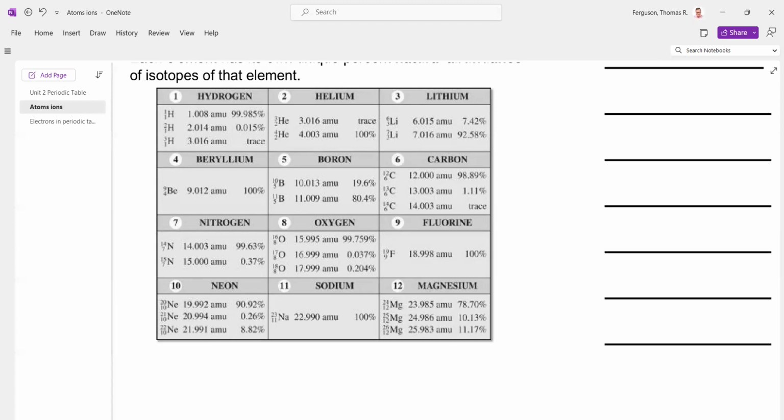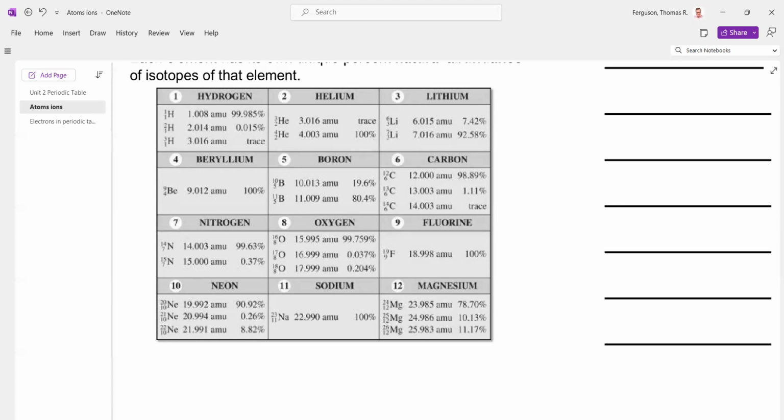Let's look at carbon. The molar mass, or the decimal number for carbon, is 12.01. So the most abundant isotope is 12, and you can see it here, 98.89. And there's a little bit of carbon 13 and carbon 14. In fact, they don't even mention carbon 14. It's a trace.